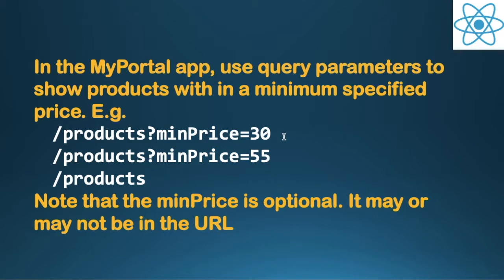So if that is our URL, we want to show products whose price is at least 30, or /products?minPrice=55, or /products. Note that the minPrice is optional. So in this case, we have not specified a minPrice. It may or may not be in the URL. So let's go ahead and do this.